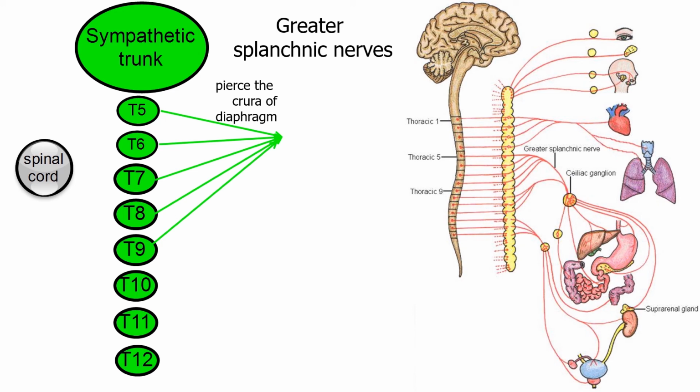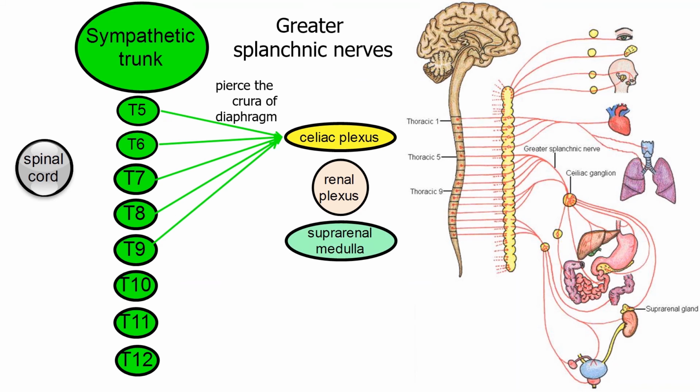They pierce the crura of the diaphragm and they go to the celiac sympathetic plexus around the celiac artery and form the celiac plexus, which is going to supply most of the parts of the gastrointestinal tract, plus the renal plexus around the renal artery and the suprarenal medulla.